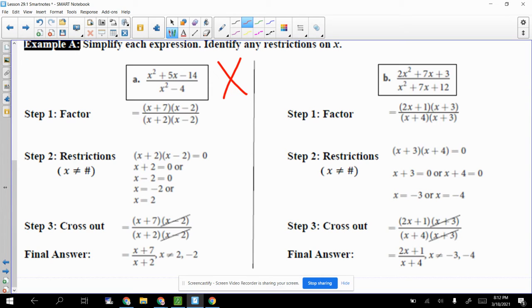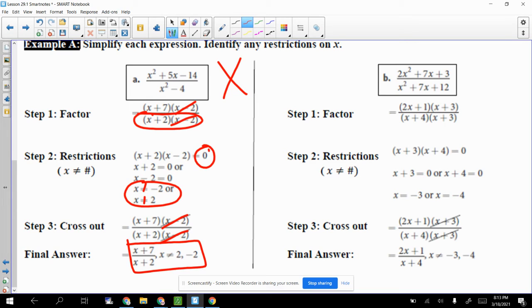Then in step 2, they took their denominators and they set those equal to 0 to get these restrictions of x cannot equal -2 or +2. Those are restrictions because remember, you cannot have a 0 in the denominator. So that's why you set those equal to 0. And then step 3, they just crossed out common factors. They crossed these out on the top and bottom, and then this is their final answer. So they simplified to be x plus 7 over x plus 2. And then they wrote the restrictions that x cannot equal 2 and x cannot equal -2.